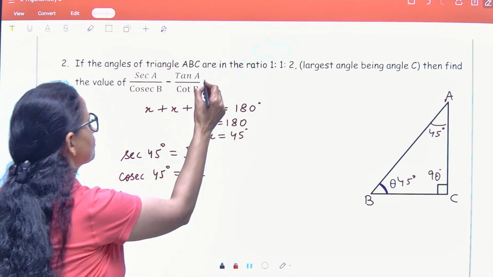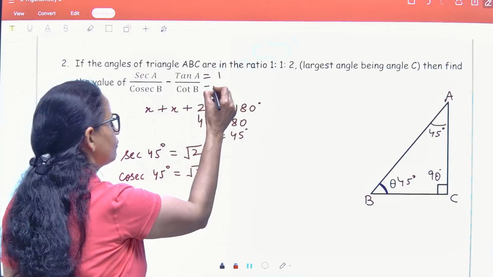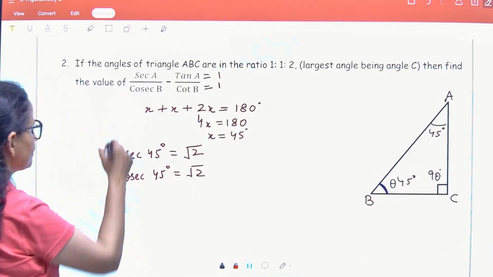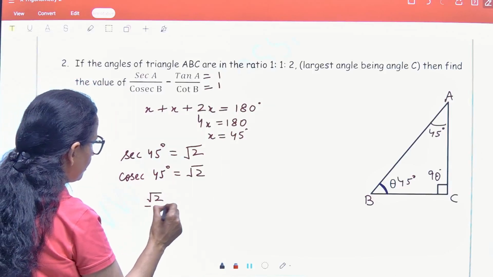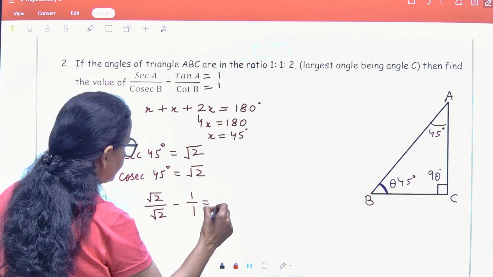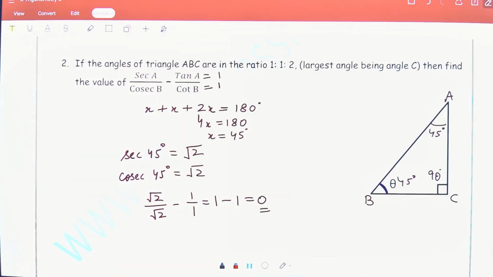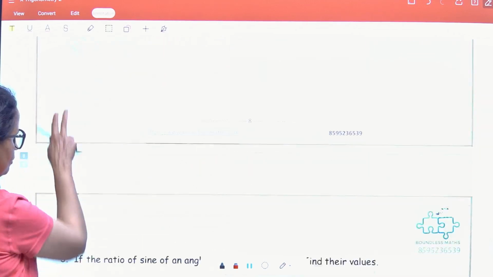Tan 45 is very easy, it is equal to 1. Cot 45, because it is inverse of tan, it is again 1. So that means this expression becomes square root 2 by square root 2 minus 1 by 1, and that is 1 minus 1, which comes out to be 0. Easy? Wonderful. So let's move to the next question.